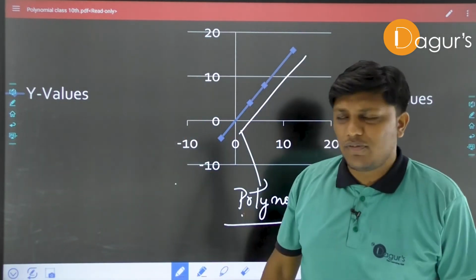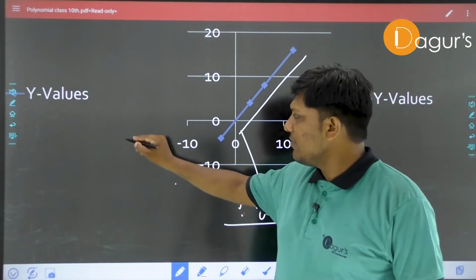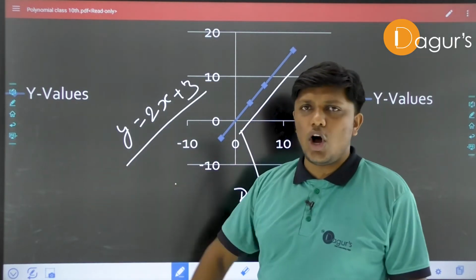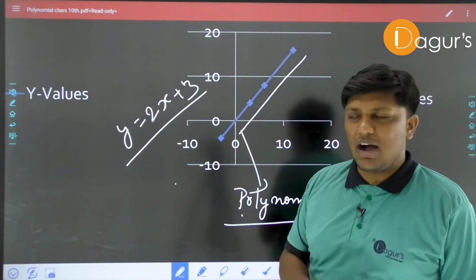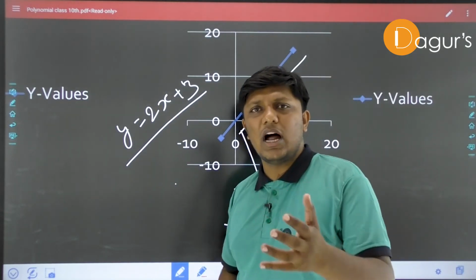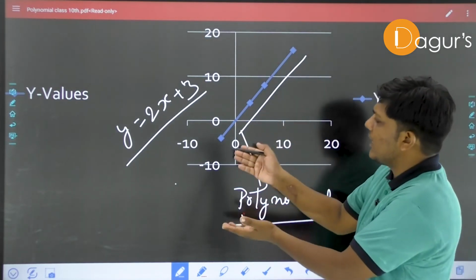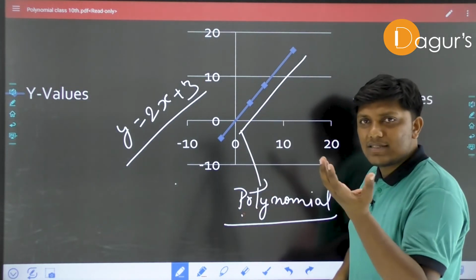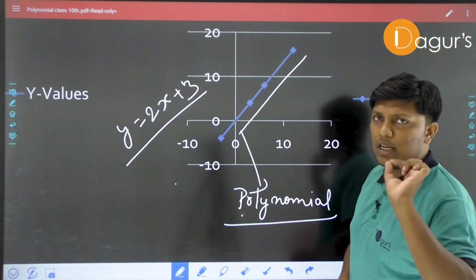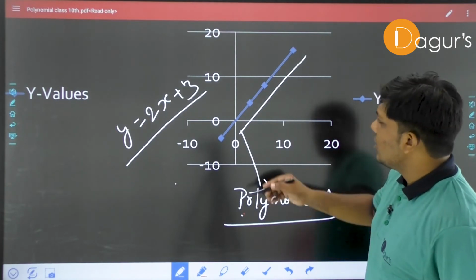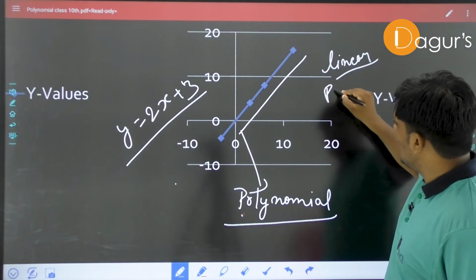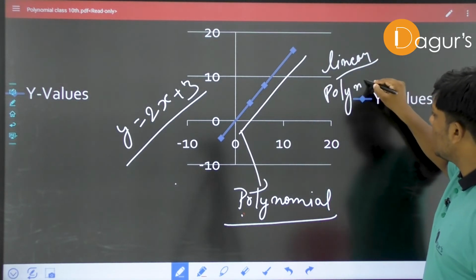Similarly, for the polynomial which is given, y is equal to 2x plus 3, if you draw this equation over a graph, that is y is equal to 2x plus 3, then you will get the same straight line like this. And a straight line can cut the x-axis at a single point only. So this one is what? This one is a linear polynomial.